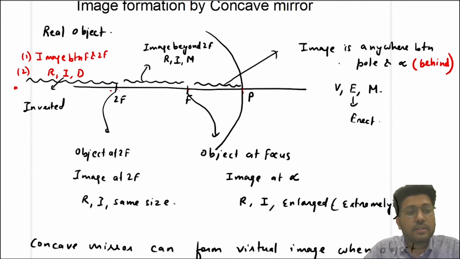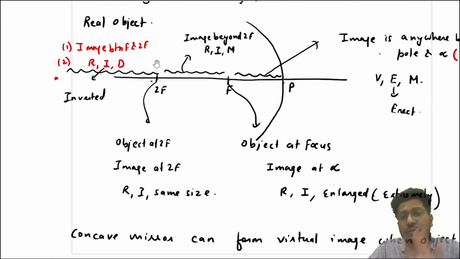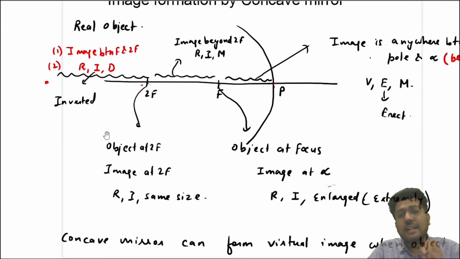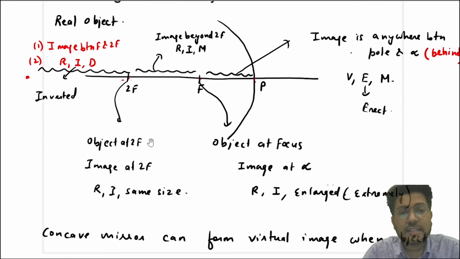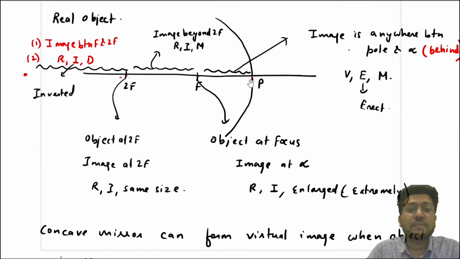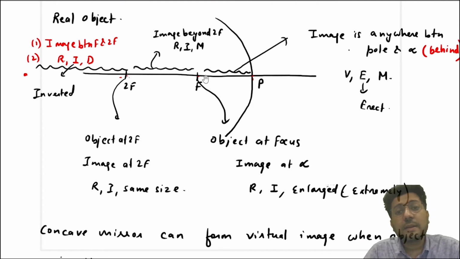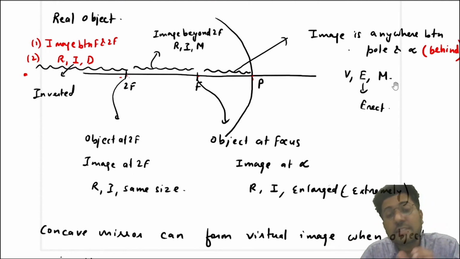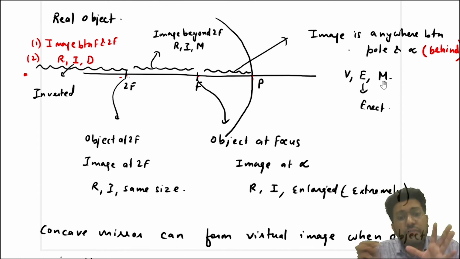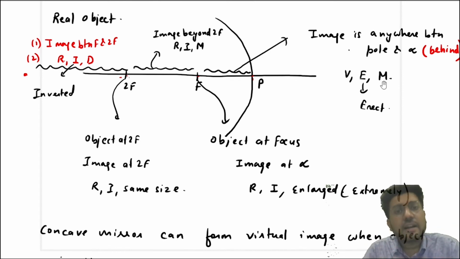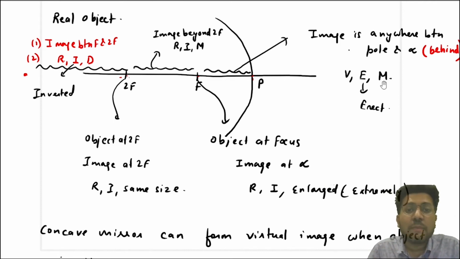Okay, now from this, what can you see? We can see that a concave mirror is forming a virtual image only in one case. In which case? When the object is between pole and focus. But you can see that this virtual image is not diminished, it is magnified. That means if a concave mirror is forming a virtual image, it has to be magnified.